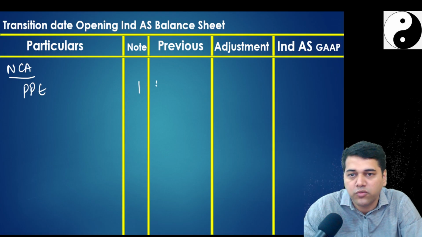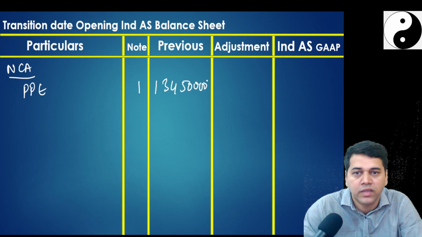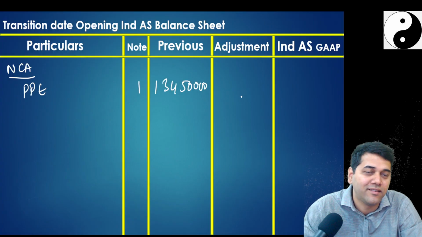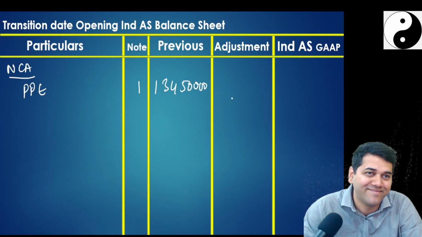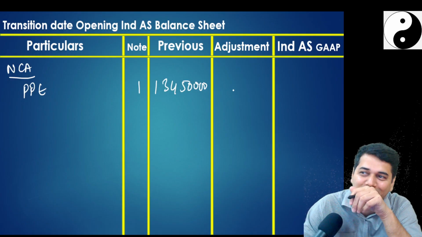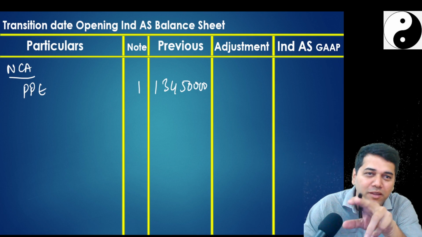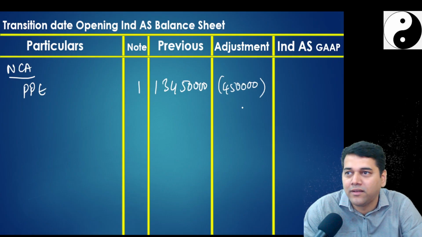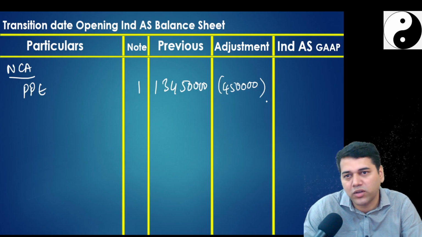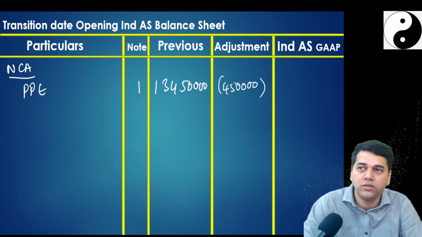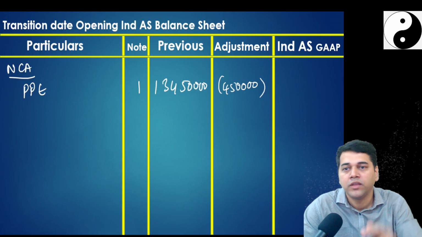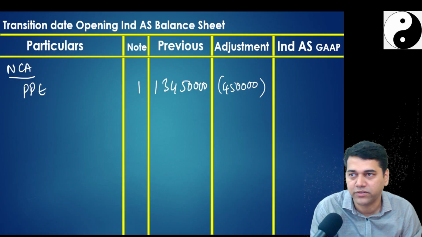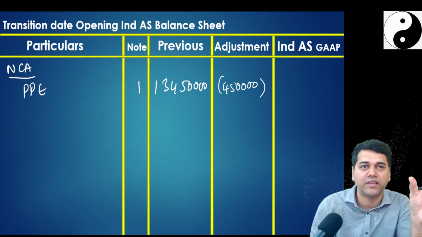Now, your previous GAAP balance was 1 crore 34 lakhs 50,000. Was there any adjustment? Yes. How much? Plus or minus? Minus 4 lakh 50 thousand. This is what they have presented. If you want, you can shift it to the notes to accounts, where you just write particulars, note number, Ind AS financials, rupees.